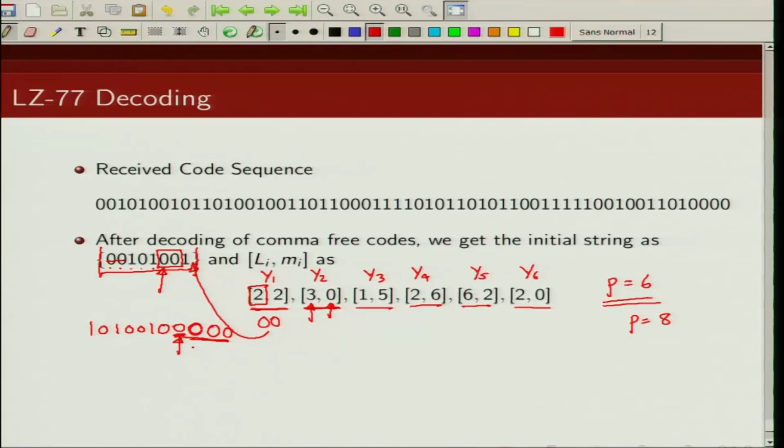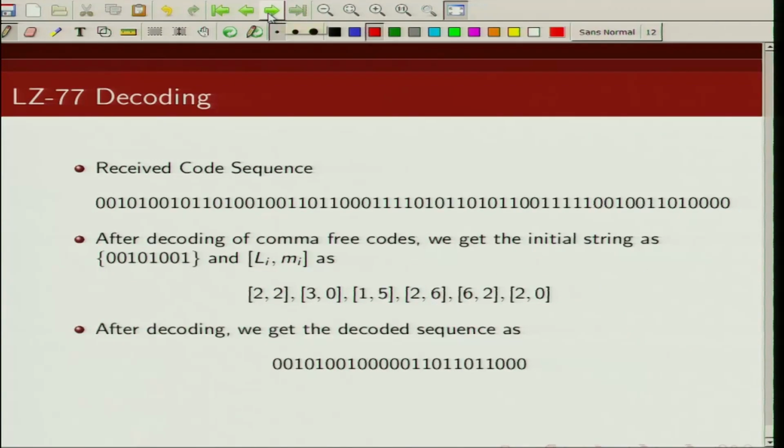Right? So we have found out that the string that is matched, y2, is 0 0 0. So what we need to do is append this new string to our dictionary and remove the 3 oldest entries. So we continue this essentially.